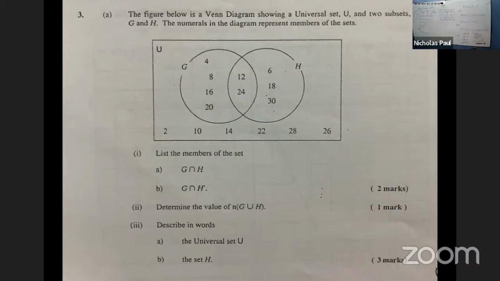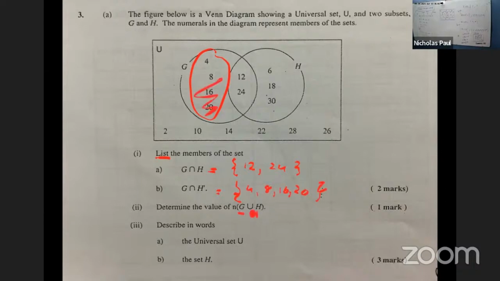So let's see what you got, right? They want to list the members, so I'm using the brackets. G intersect H is 12 and 20. Next one, they want G intersect H complement, so it's these numbers here, right? That's G only. So G only will be 4, 8, 16, and 20. What's the value of G union H?